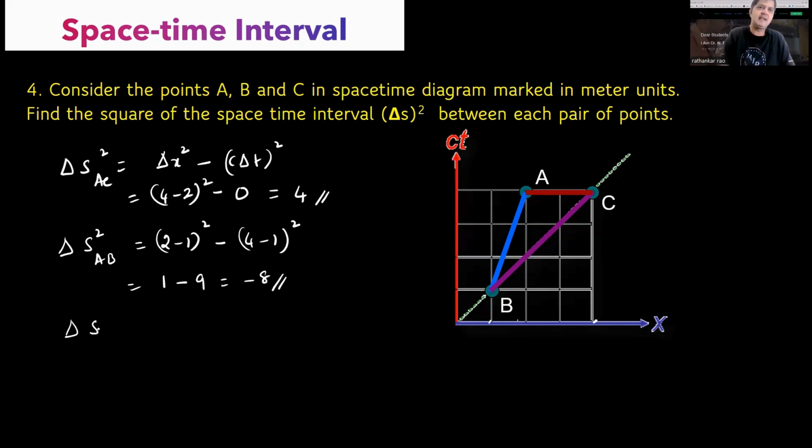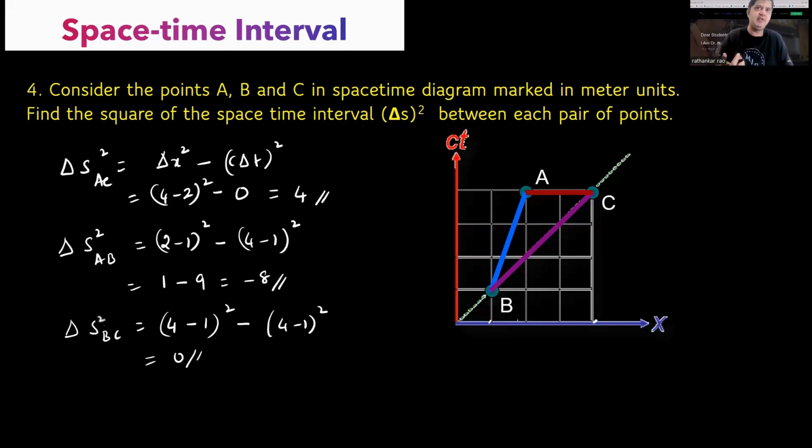And then delta S for BC. Let us calculate this also. What is delta X over here? This X coordinate is 4 minus, what is this X coordinate? This is 1 over here. 4 minus 1 the whole square for this, minus c delta T. Here it is 1 and here it is 4 once again. 4 minus 1 the whole square. So this should be equal to 0, right? So this is the way how you can calculate your space-time interval for each of these points.